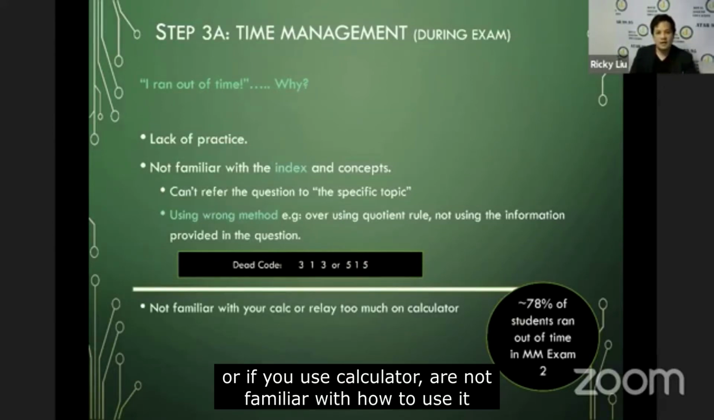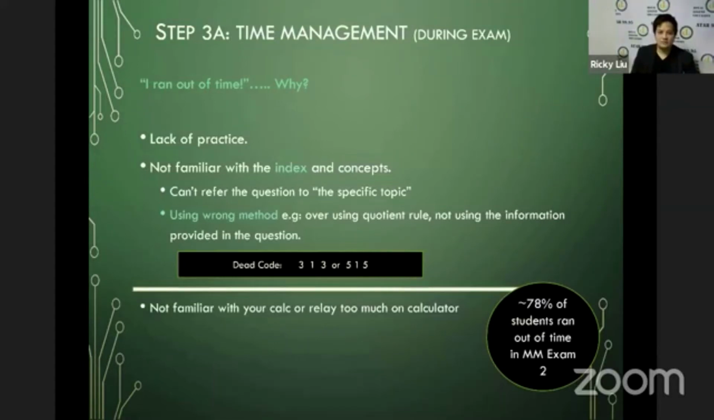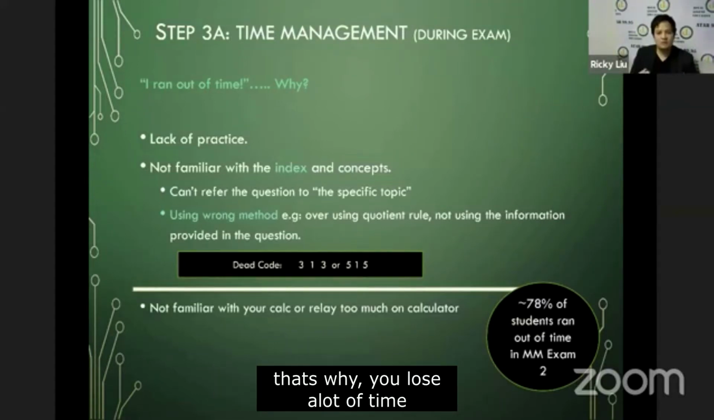Or if you use the calculator and you're not familiar with how to use it, that's why you lose a lot of time.